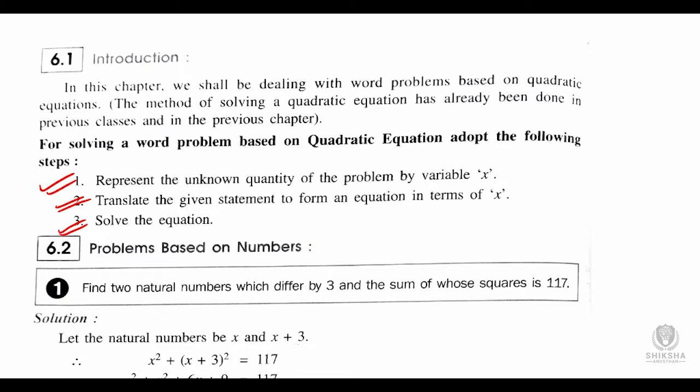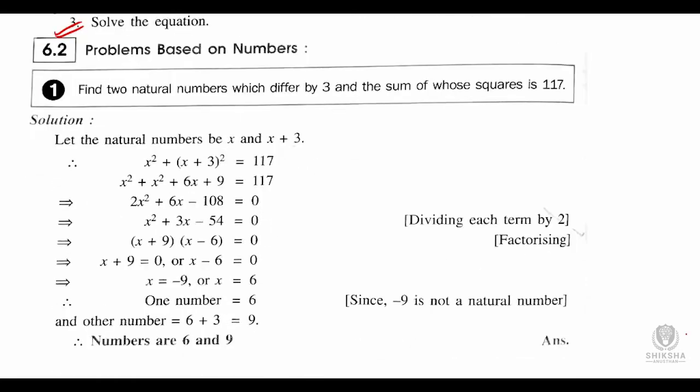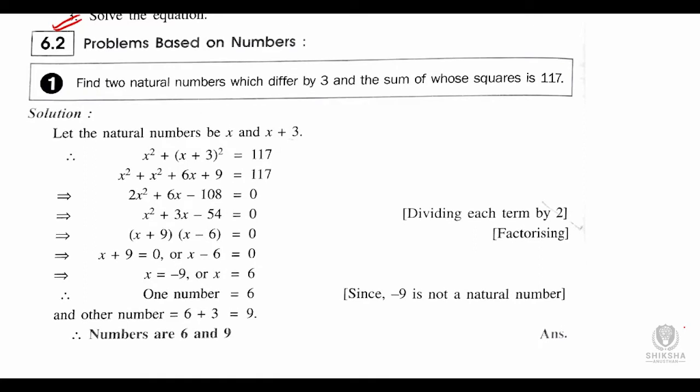Coming to the first type, that is problems based on numbers. We will be solving this with the help of examples. So first, find two natural numbers which differ by 3, the sum of whose squares is 117. So let the natural numbers be x and x plus 3.